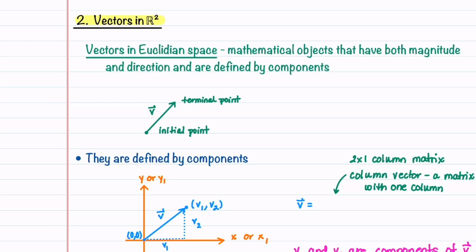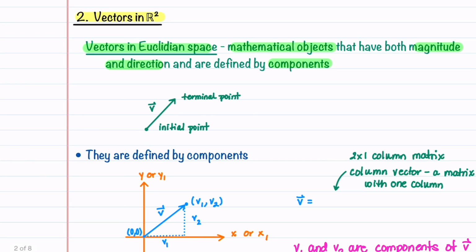In general, vectors in Euclidean space are mathematical objects that have both magnitude and direction, and they're defined by components. All vectors in Euclidean space have an initial point, which is often referred to as the tail of the vector, and a terminal point known as the head or tip of the vector.